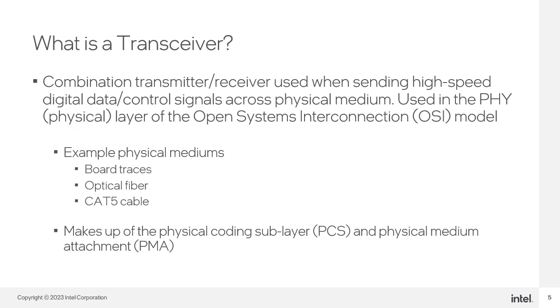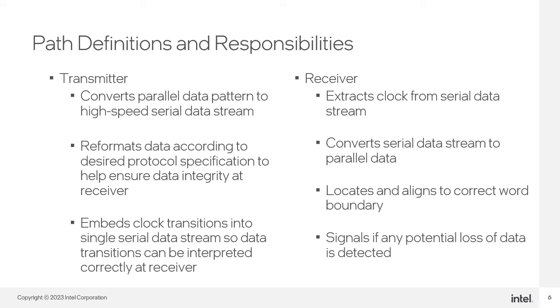The transceiver makes up 2 sublayers of the physical layer, namely the physical coding sublayer, PCS, and the physical medium attachment, PMA. The role of the transmitter path is to convert parallel data patterns into serial data that can be transmitted at high data rates. The transmitter must also embed the sampling clock into the serial stream. Thus, the clock can be extracted at the receiver and then be used to sample the incoming data.